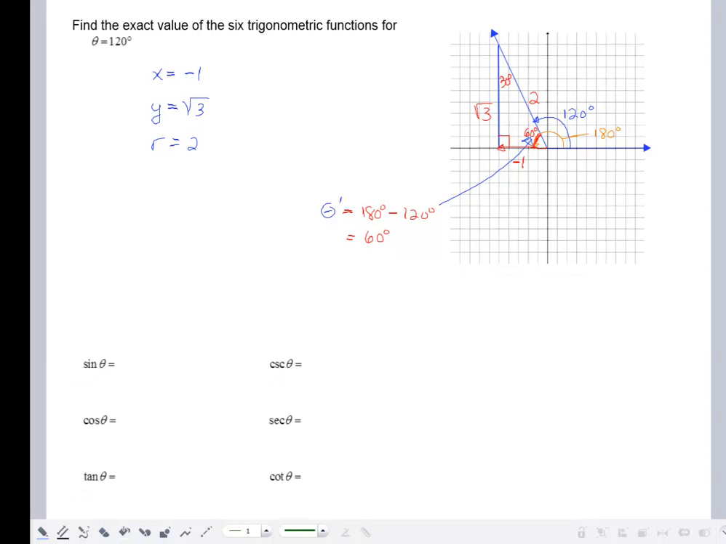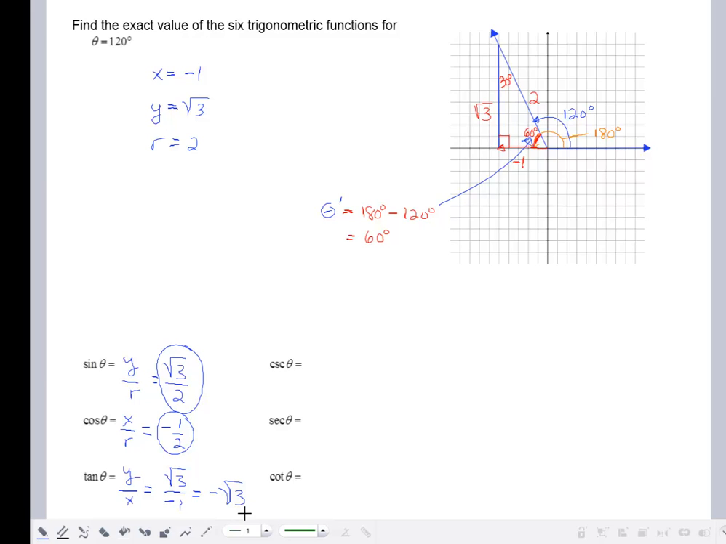So we have to remember what the definitions of the trig functions are. The sine is y divided by r, or in this case, the square root of 3 divided by 2. The cosine is x divided by r, or in this case, -1 divided by 2. And the tangent is y divided by x, which is the square root of 3 over -1, which we obviously simplify down to the opposite of the square root of 3.